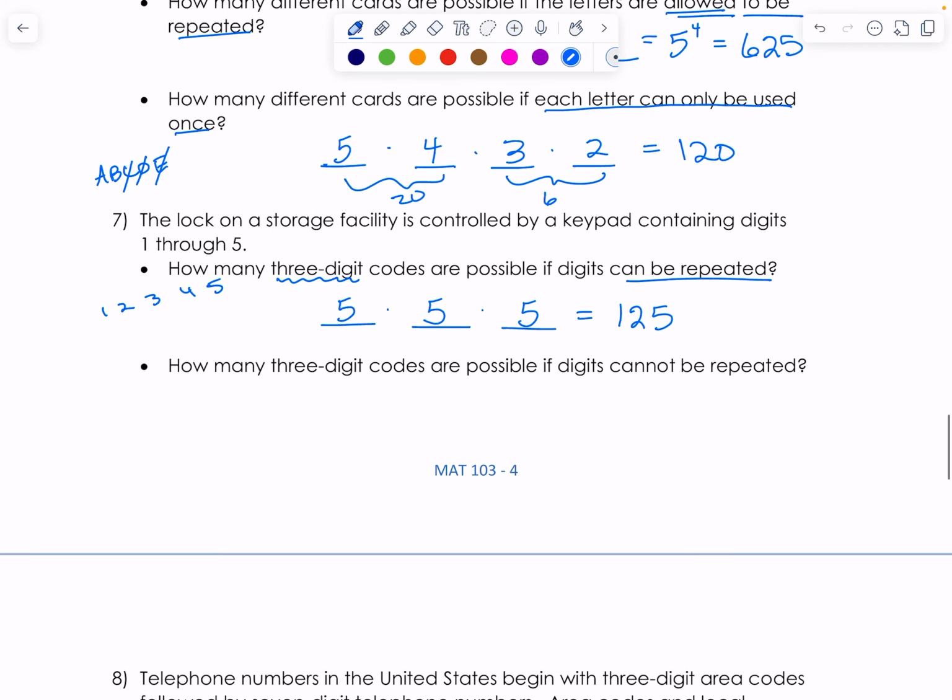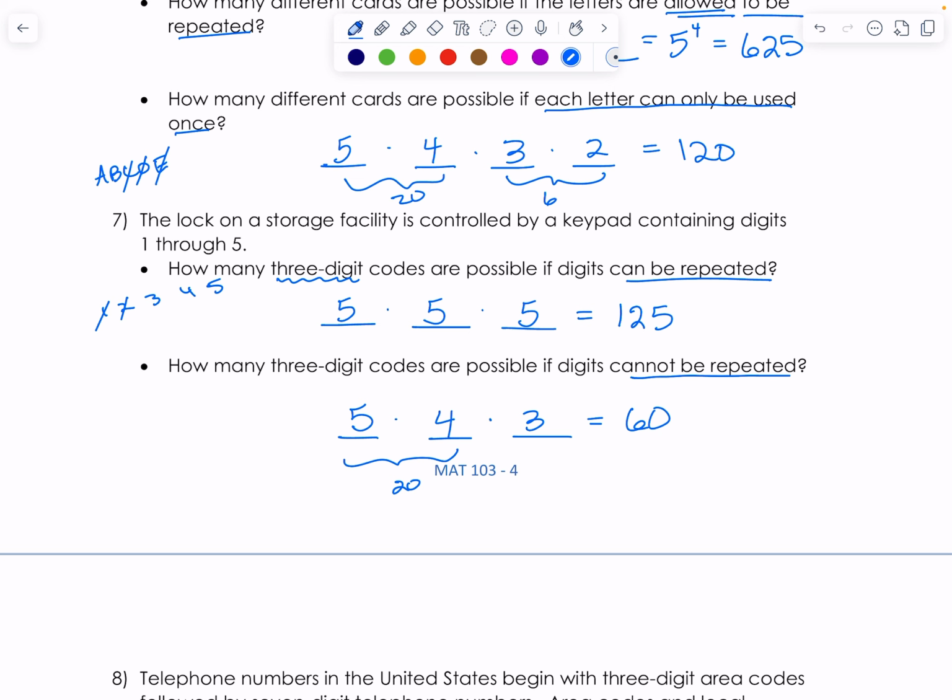Okay. Now let's say we cannot repeat it. So I start off with 1 through 5 I can choose. So I pick one of them. So I had 5 choices. Let's pick 1. Now, how many choices do I have left? Since I can't repeat, I only have those 4 left. And we'll pick the number 2. So now I only have those 3 left. And I'm done. So that's 20 times 3. So I've got 60 choices.